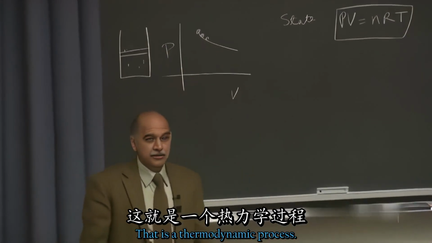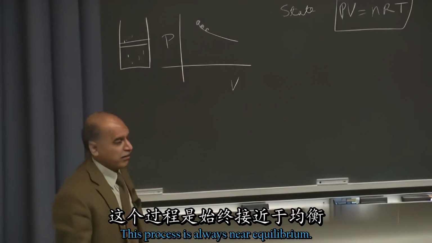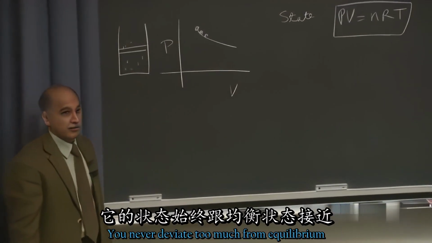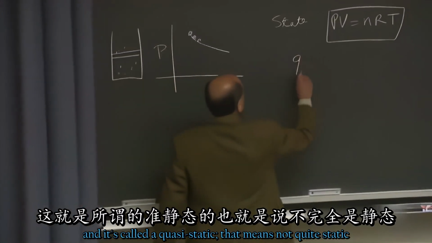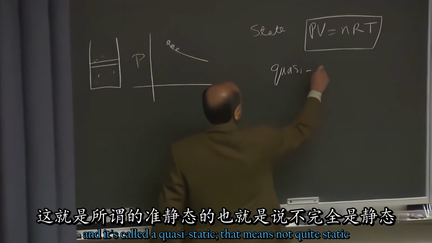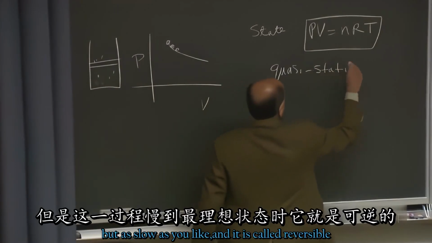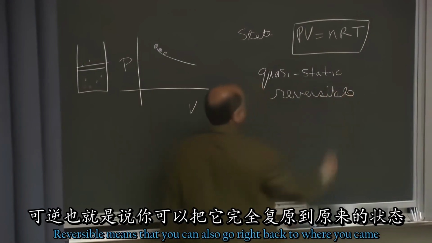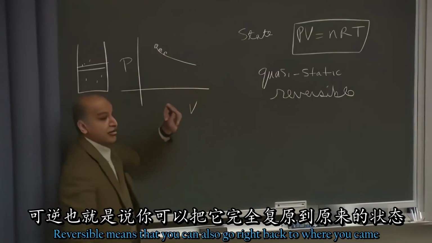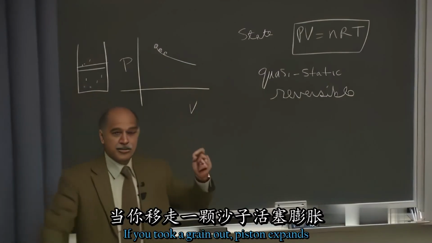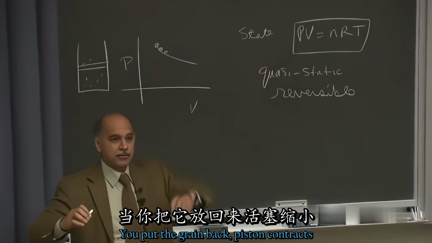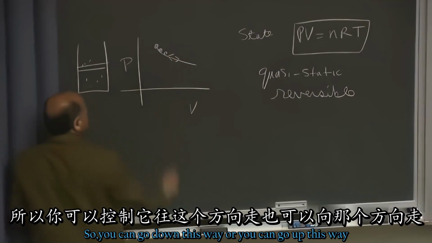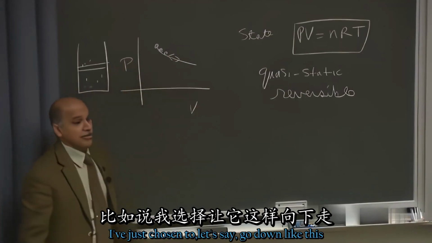That is a thermodynamic process. This process is always near equilibrium. You never disturb it too much from equilibrium, and it's called quasi-static. That means not quite static, but as slow as you like, and it is called reversible. Reversible means that you can also go right back to where you came from. If you took a grain out, the piston expands. You put the grain back, the piston contracts. So you can go down this way, or you can go up this way. I've just chosen to, let's say, go down like this.